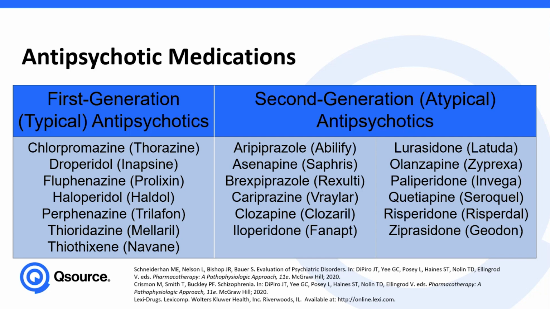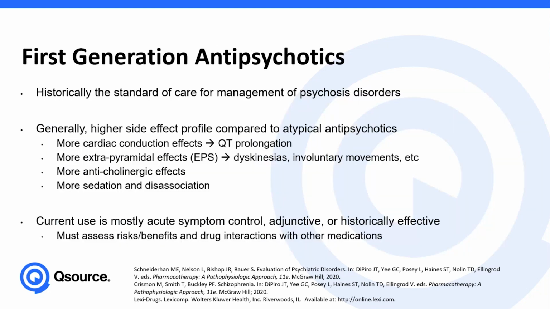Next slide. So first generation antipsychotics were the first generation. So we're talking about a historical progression of the development of these antipsychotics. They were out first. They're more elderly medications, for lack of a better term, but they are medications that we have historically used and were considered standard of care for management of psychosis disorders. Generally speaking, though, as we often see in the progression and development of medications, the older medications have efficacy, but they tend to have a higher side effect profile.